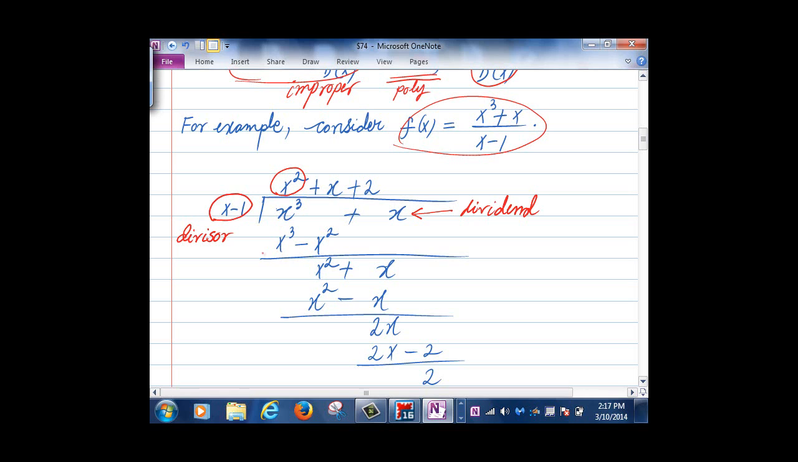So when I multiply, what do I get? I get x cubed minus x squared. All right. So when I multiply x squared with x minus 1, I got x cubed minus x squared. What is my next step? We subtract the second row from the previous row. If I subtract now, what do I get? Positive x squared.